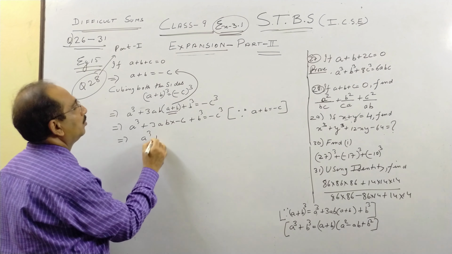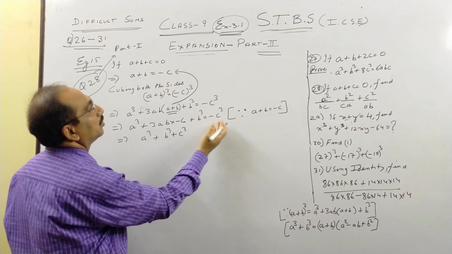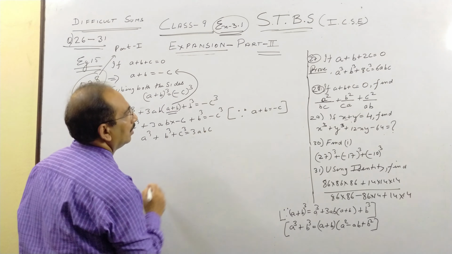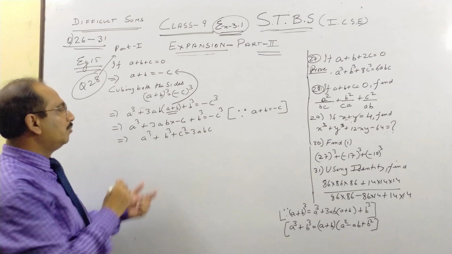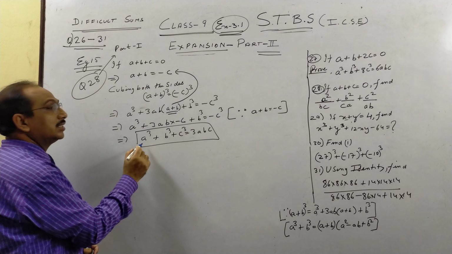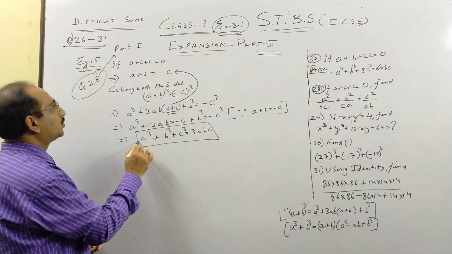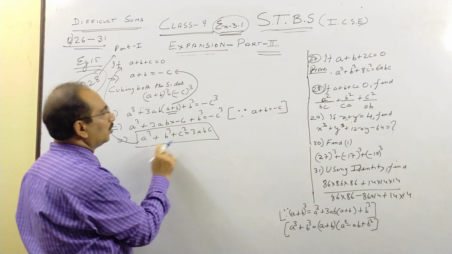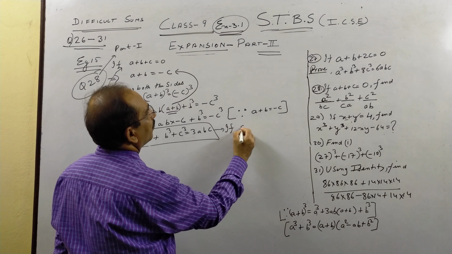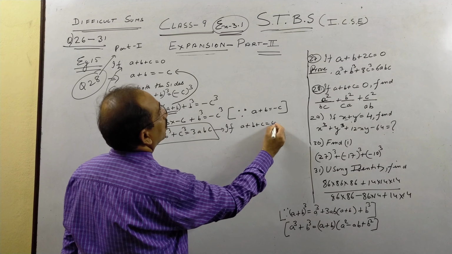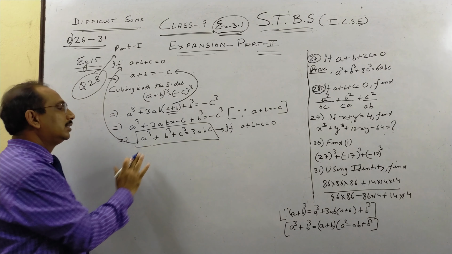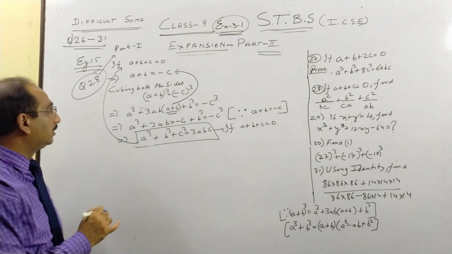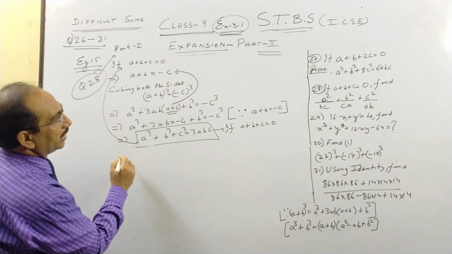Now a cube plus b cube plus c cube, you bring this to this side, and this goes to that side, 3abc. So this is a very important result, but this is not always true. It is conditional upon this. If a plus b plus c is 0, then this holds. So I will write: if a plus b plus c is 0, then and only then this is true. Otherwise this identity is not always true, unlike other identities. So we have question 28 based on this.